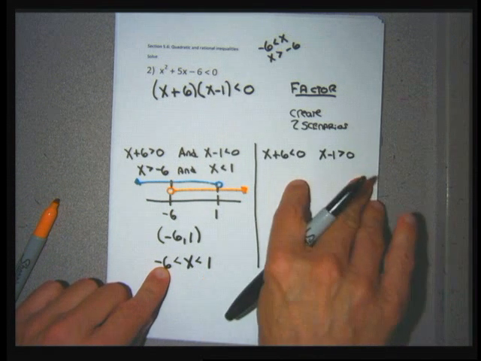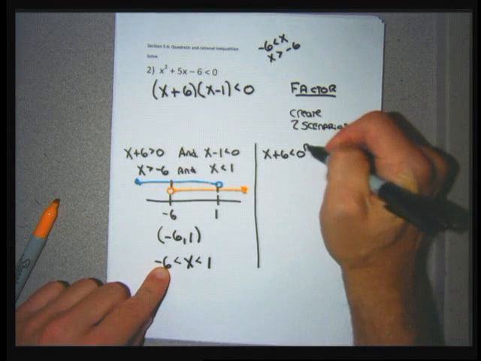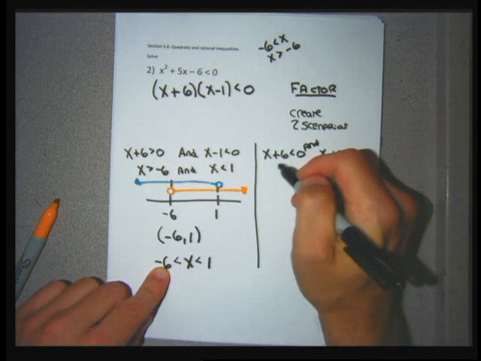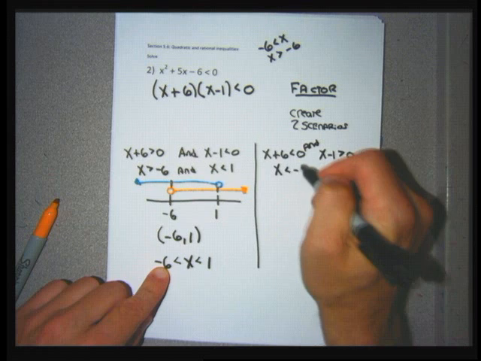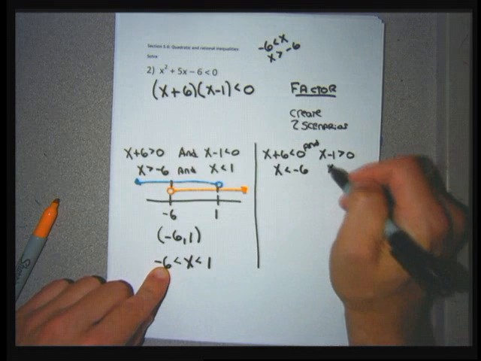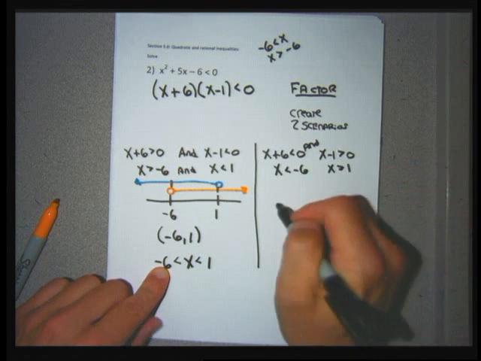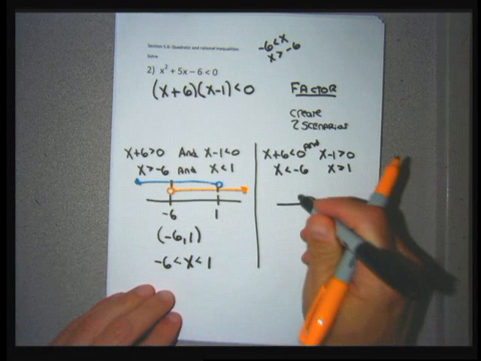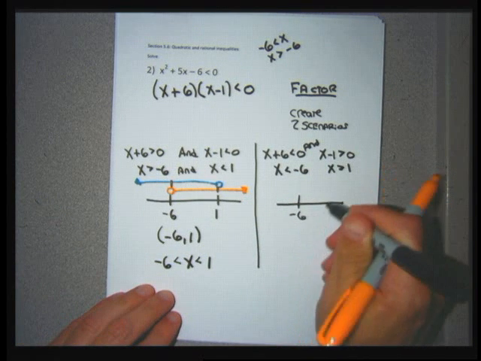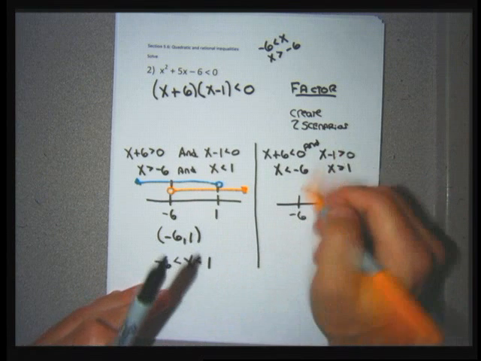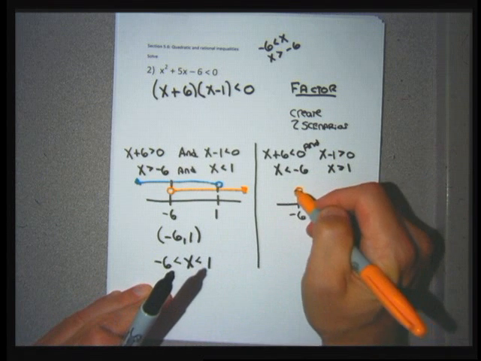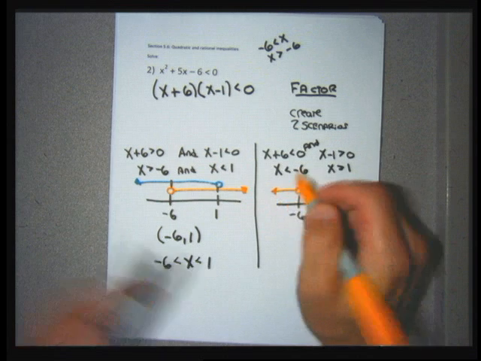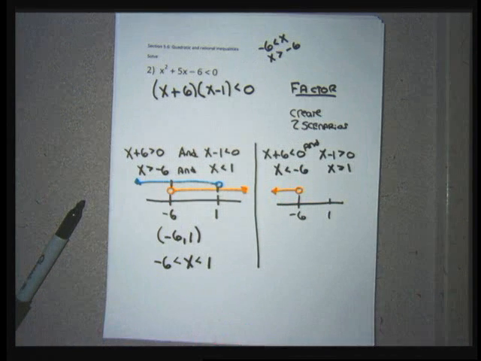The second scenario: the first inequality would give me x is less than negative 6. The second inequality would give me x is greater than 1. Let me graph those again. For x less than negative 6, I have to locate negative 6 on my number line, draw an open circle because I don't have an or equal to. My graph goes to the left for a less than. So that's the graph of x is less than negative 6.